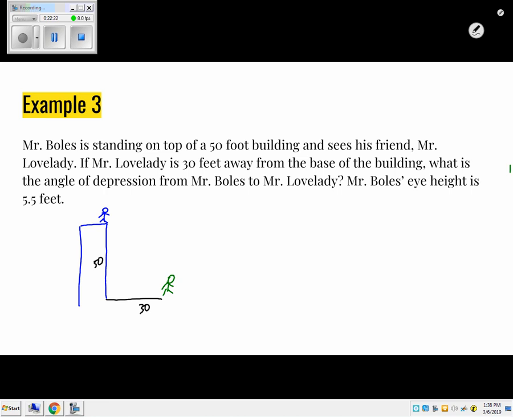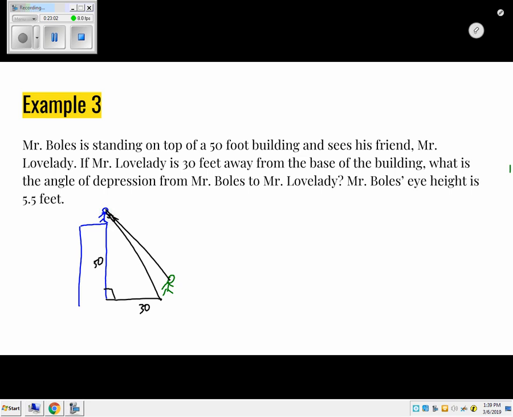What is the angle of depression? Your eyes. Oh, right. Mr. Bowles is 5.5 feet tall. So we've got to add a 5.5 to Mr. Bowles right here, and he just sees me down here like an ant. So he sees my feet. We'll say he sees my feet. Just checking out my shoes.